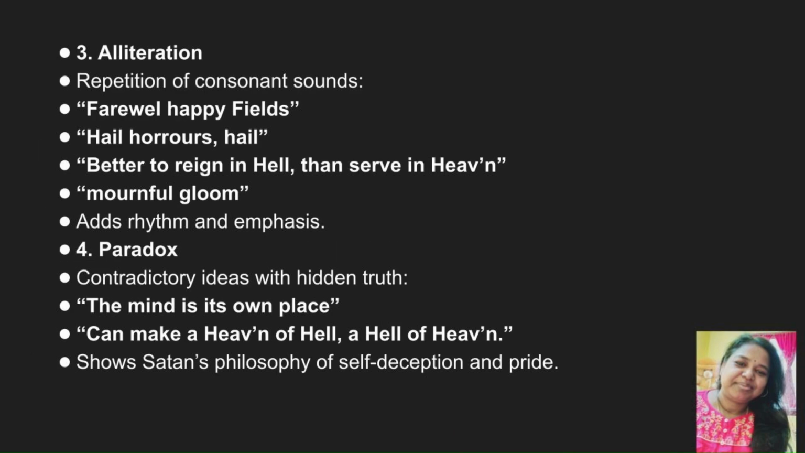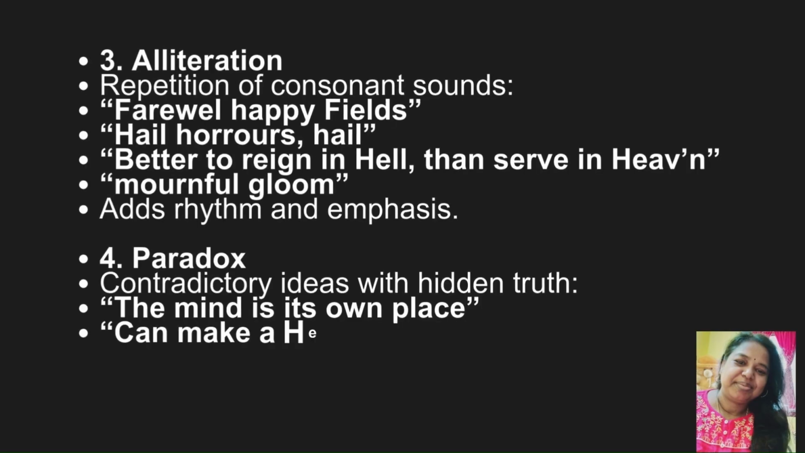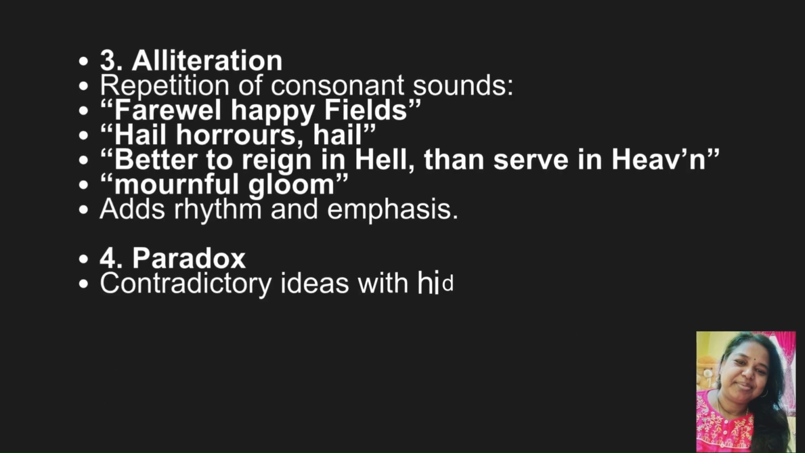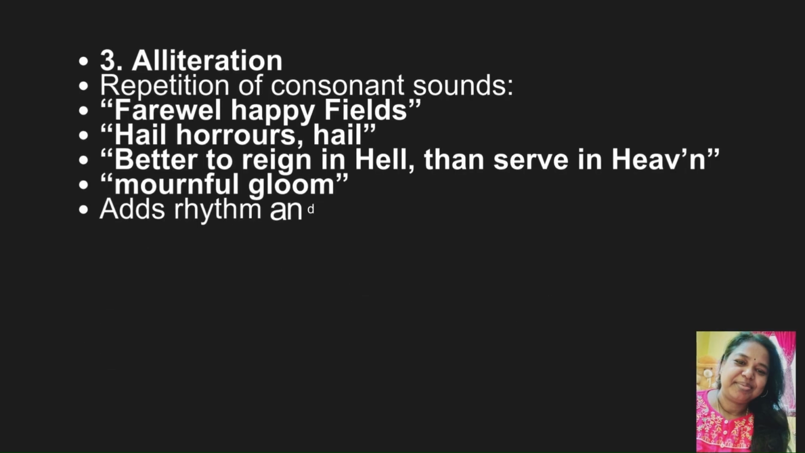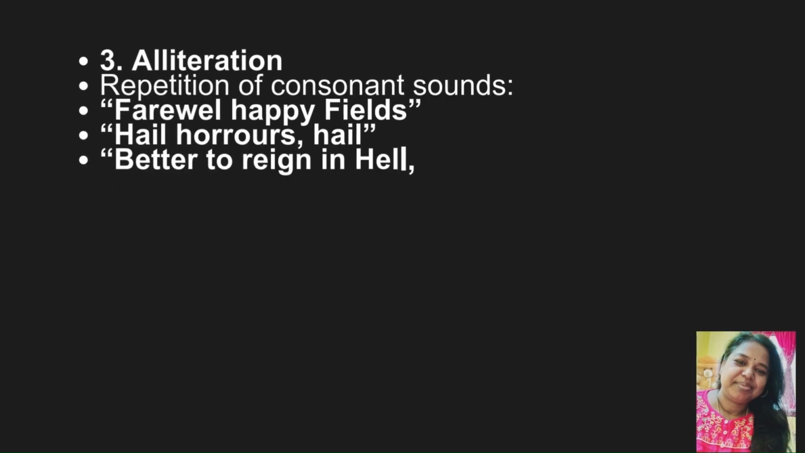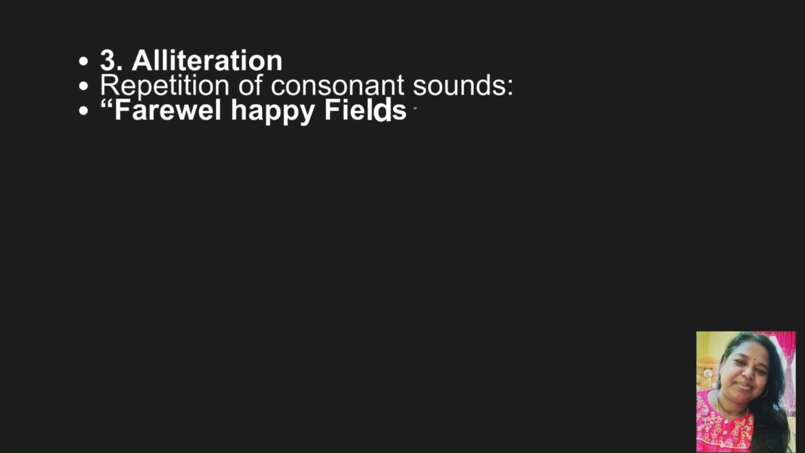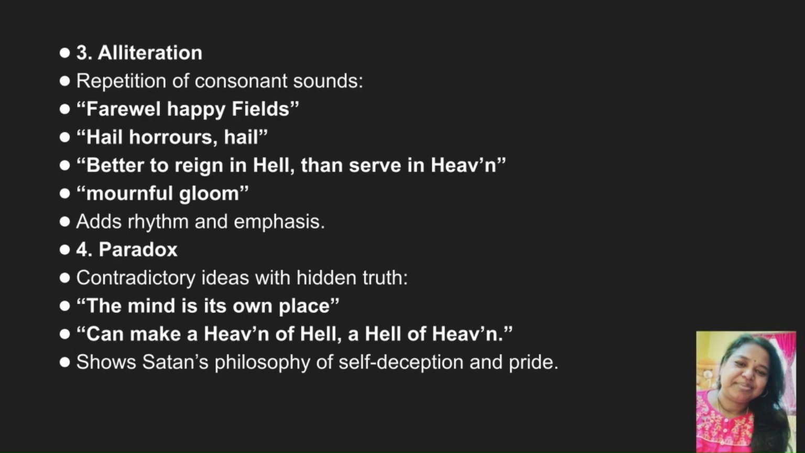3. Alliteration, repetition of consonant sounds, could be found in the following lines. Farewell, happy fields. Hail, horrors, hail. Better to reign in hell than serve in heaven. Mournful gloom. It adds rhythm and emphasis. 4. Paradox, contradictory ideas with hidden truth, could be found in the following lines. The mind is its own place, can make a heaven of hell, a hell of heaven. It shows Satan's philosophy of self-deception and pride.